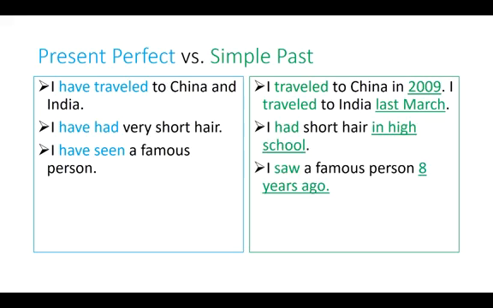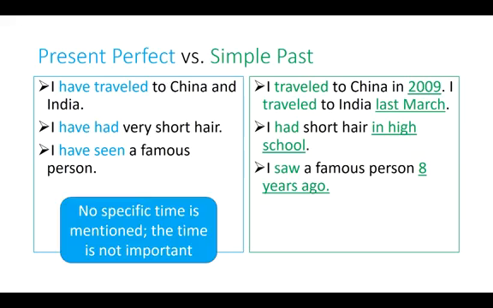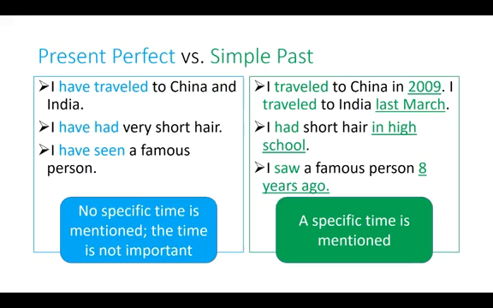Do you notice a difference between the sentences on the left and the ones on the right? On the left, there is no specific time. I am just listing my life experiences. On the right, however, I mention a specific time. When a specific time is mentioned, it is not possible to use the present perfect. You must use the simple past. Notice words like last and ago. These are key words that indicate we use simple past, not present perfect.